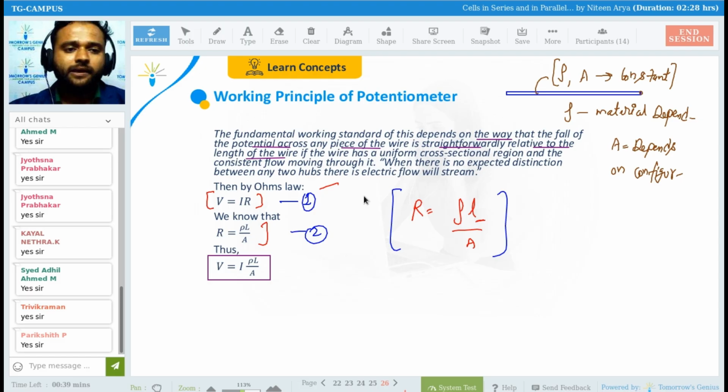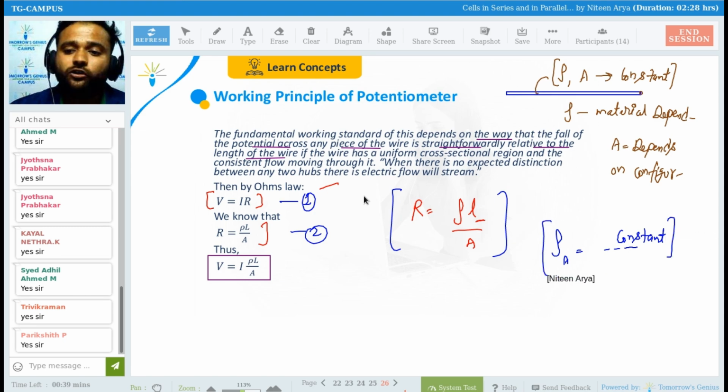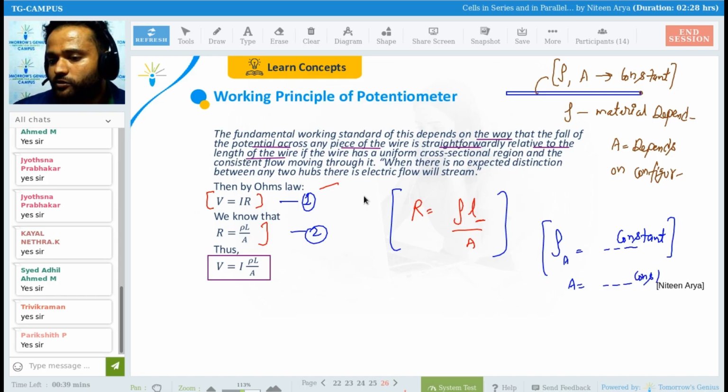We know that whenever we make any particular wire, initially we fix two things. We pick any particular material. Suppose I pick aluminium. Aluminium has some constant resistivity that is not going to change unless I increase the temperature. I'm not increasing temperature here. Area is going to be constant also.